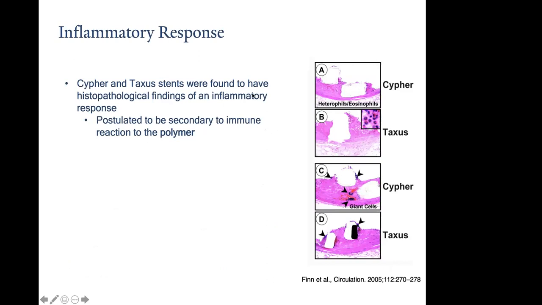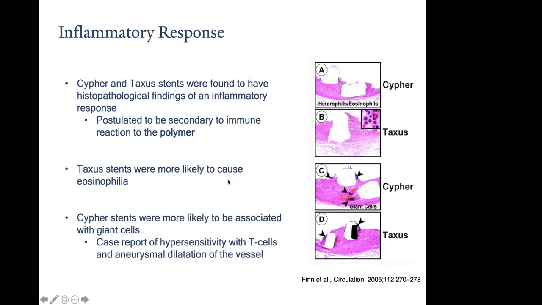So histological studies also showed an inflammatory response to early generation drug-eluting stents. And so this is postulated to be secondary to the polymer that was used. So Taxus stents were more likely to cause eosinophilia, which you see in this top figure. And then Cypher stents were more likely to be associated with giant cells. And there were actually case reports of hypersensitivity reactions and then aneurysmal remodeling of vessels related to this.